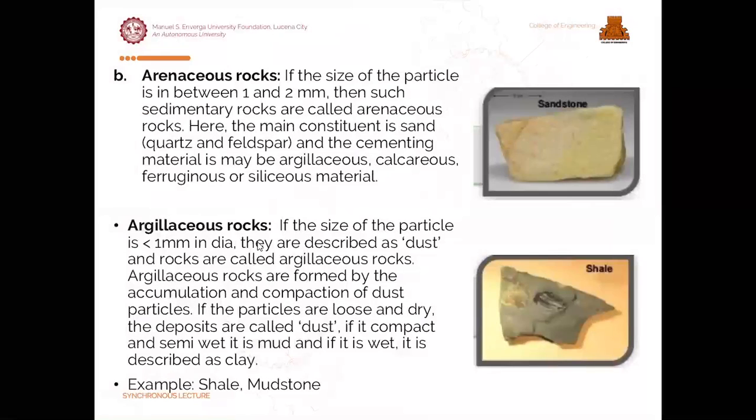Next is yung arenaceous rock. So if the size of the particle is between 1 and 2 mm, so these are called arenaceous rock. So yung main constituent is sand. Okay? So yung main cementing material niya is ito, argillaceous, calcareous, ferruginous, or siliceous material.